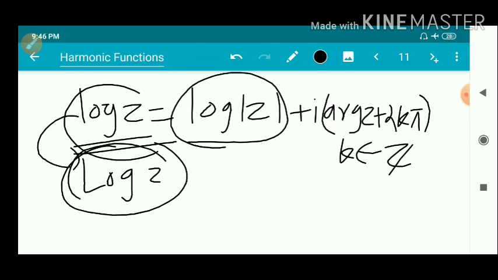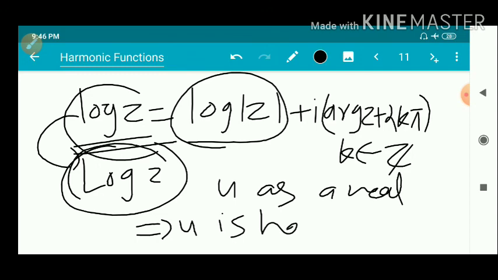That is the given u. That is, there exists an analytic function with u as a real part. So we know that the real and imaginary parts of an analytic function are harmonic. That implies u is harmonic.